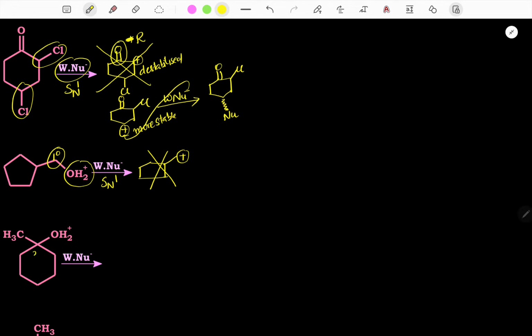And third one, it is a tertiary carbon connected to a good leaving group. Weak nucleophile prefers SN1. So by losing the leaving group, it forms a stable carbocation. Now the stable carbocation reacts with the weak nucleophile and finally gives the corresponding nucleophilic substituted product.